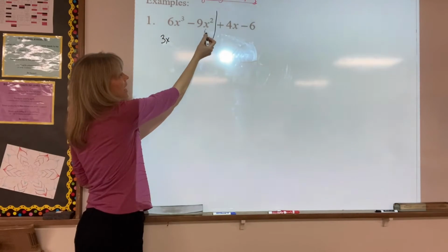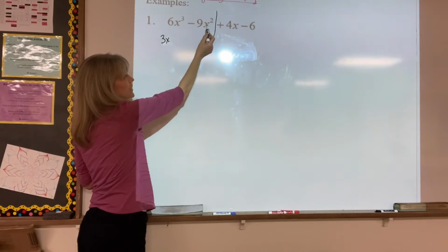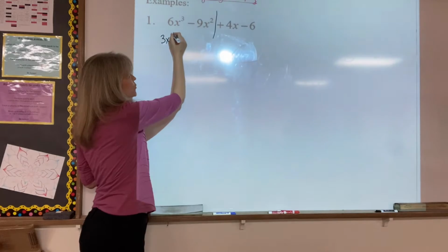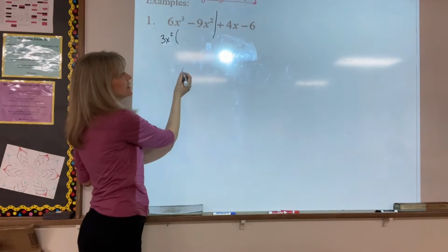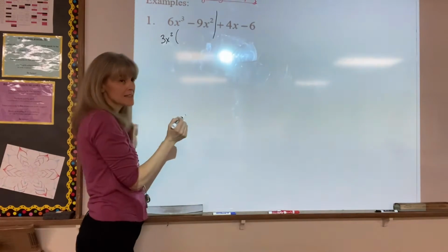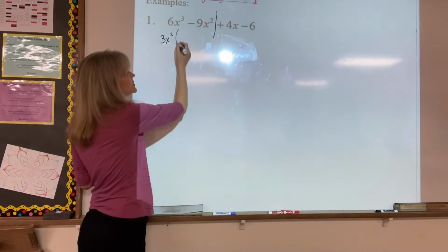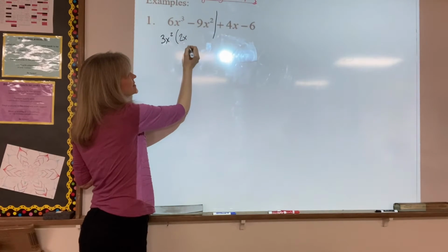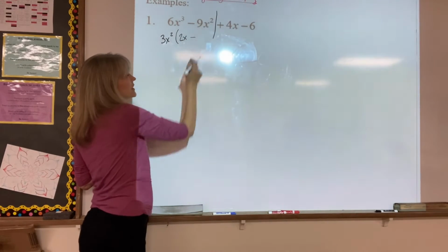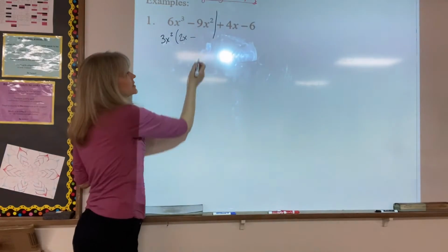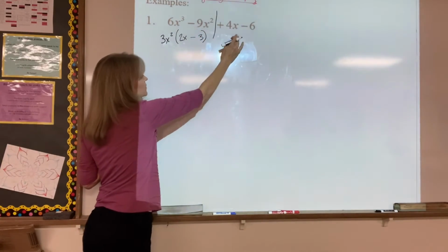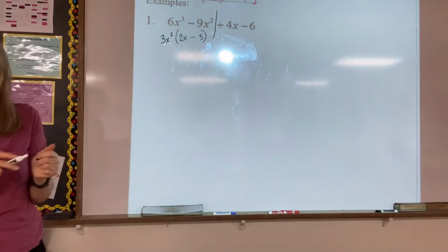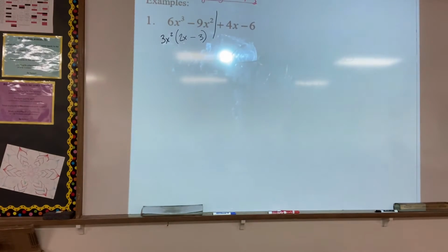3x. There's no x to the third here, so you can only take x squared out. What's left from the 6x? 2x. No, it's just 2x. Yep, what's left from the 9x squared? 3. Good. Now factor this one. Pull out what you can there. 2. Minus.